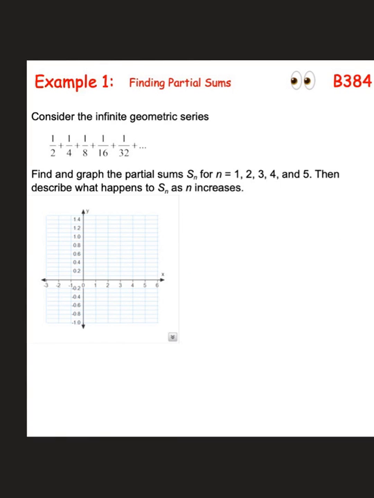We are going to consider the infinite geometric series of 1/2, 1/4, 1/8, 1/16, and 1/32. And then we are going to graph the partial sums: the sum of the first term, the sum of the first two terms, the sum of the first three terms, four terms, and so on. Then we will look at the graph to decide what happens to the sum as n increases.